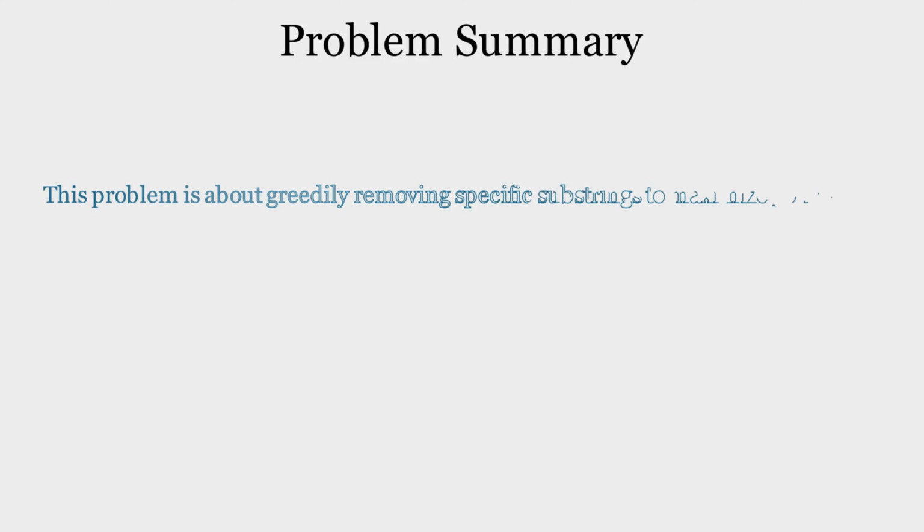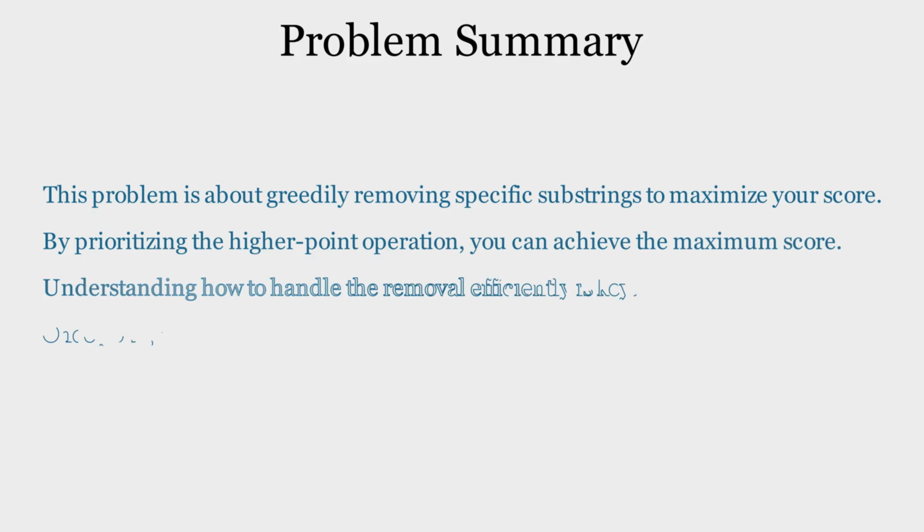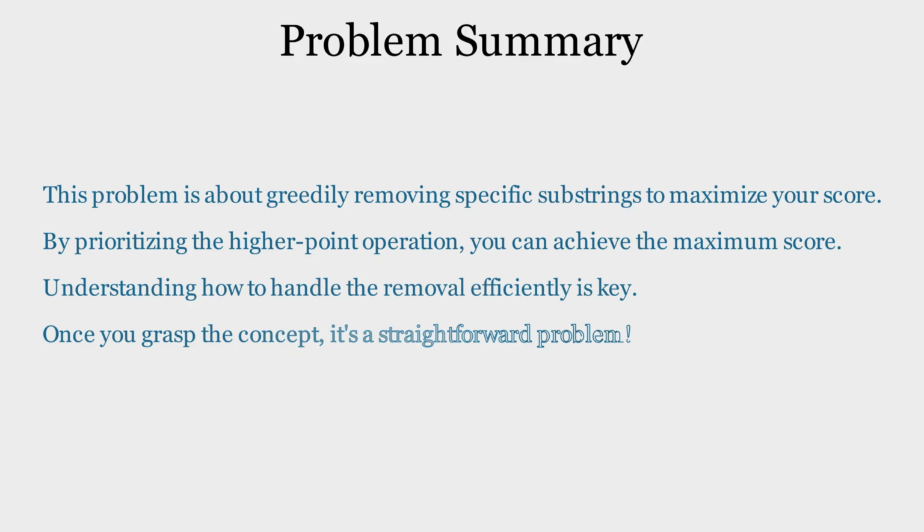Let's summarize what we've learned about this problem. This problem involves greedily removing specific substrings to maximize your score. By prioritizing the higher point operation, you can achieve the maximum score. Understanding how to handle the removal efficiently is key. Once you grasp the concept, it's straightforward. We'll go through several examples to understand how this algorithm works.